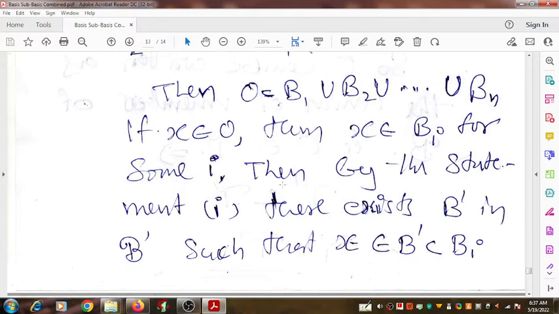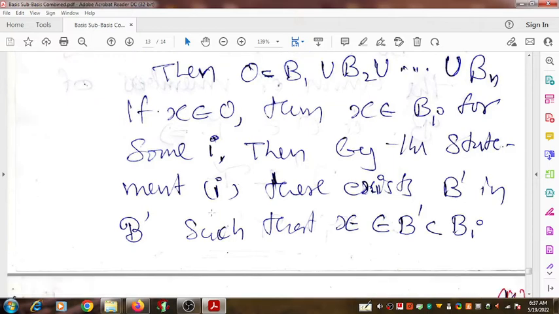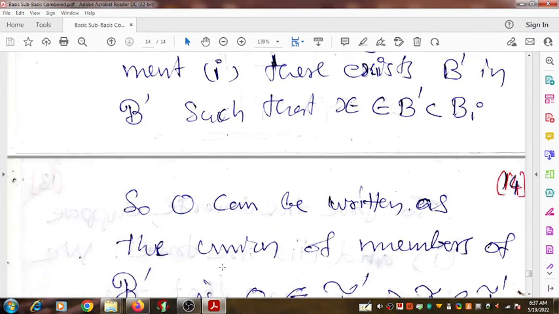Then by statement 1, since we accept that statement 1 is true, using that statement there exists a member B prime in script B prime such that X is an element of B prime, which is a subset of Bi. So X is an element of B prime, a subset of Bi, for some i.